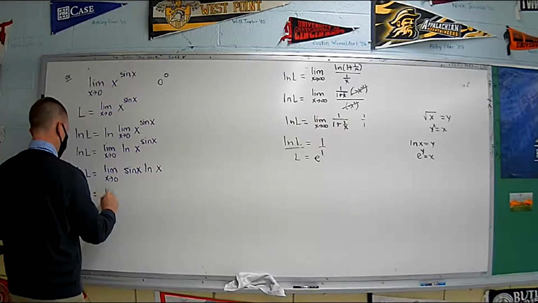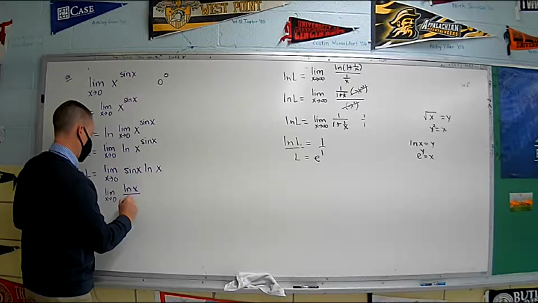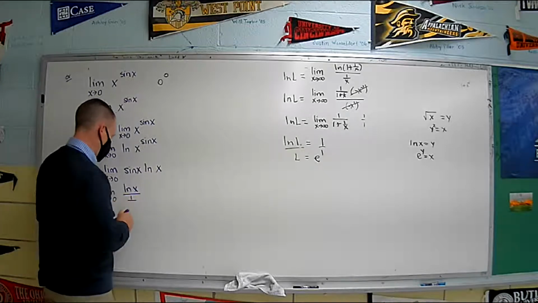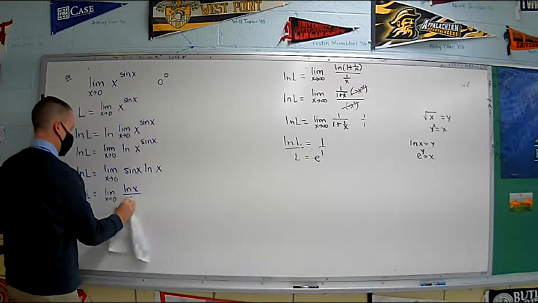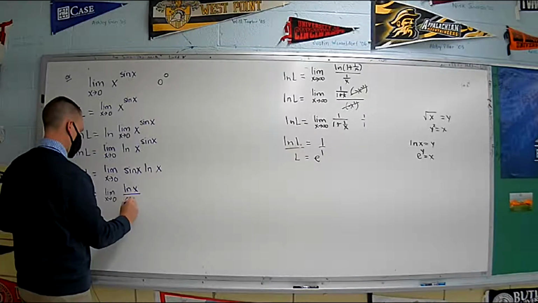See, she's thinking, I'm going to do this like I did the last one. So she says it's natural log of x over 1 over sine x. And can we, AKA 1 over sine x? Cosecant of x?